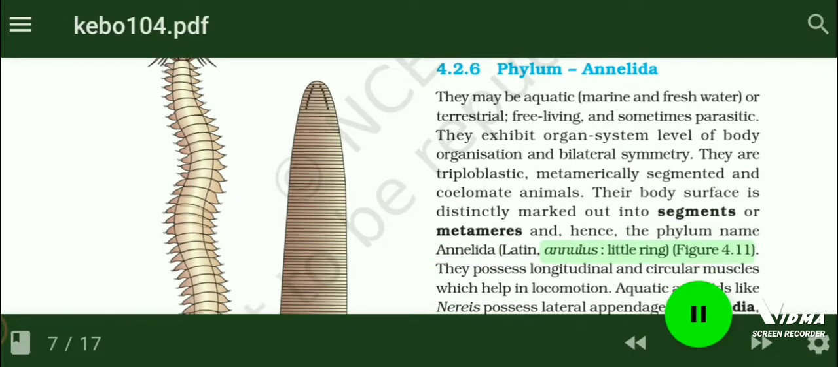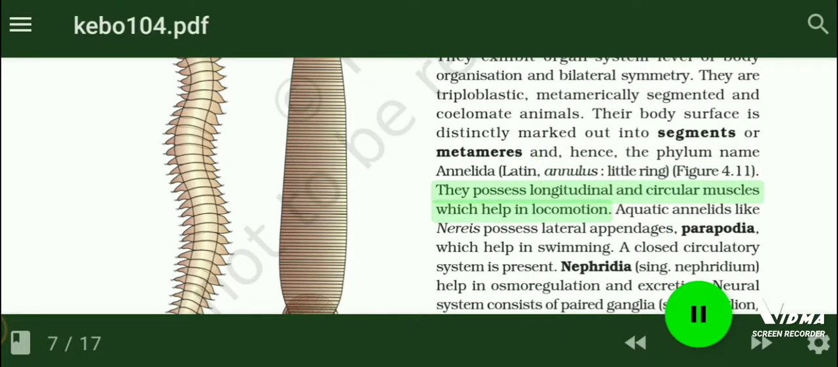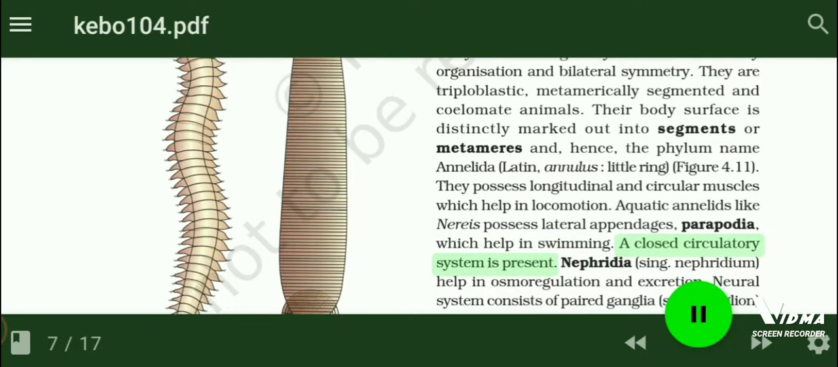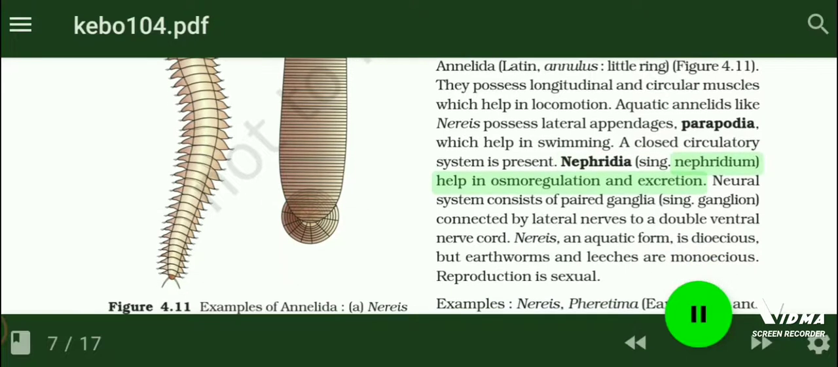Figure 4.11. They possess longitudinal and circular muscles which help in locomotion. Aquatic annelids like Nereis possess lateral appendages, parapodia, which help in swimming. A closed circulatory system is present. Nephridia (sing. nephridium) help in osmoregulation and excretion.